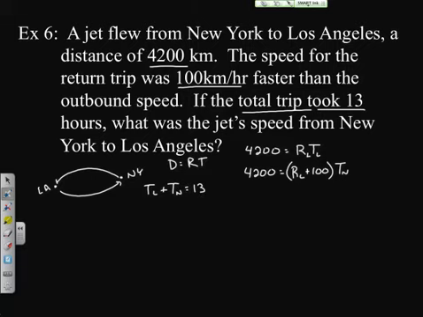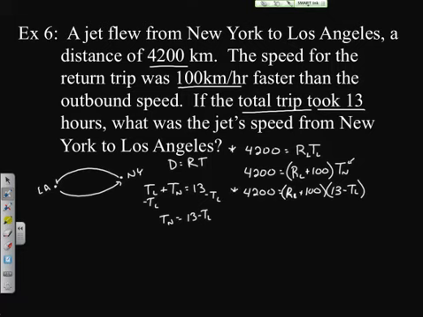So we can do a substitution here. Let's go ahead and substitute in for this one. So let's solve for T sub N. We subtract T sub L from both sides, and we find out that T sub N equals 13 minus T sub L. I think I may run out of space here, but we'll see what happens. So this equation becomes 4,200 equals R sub L plus 100 times this 13 minus T sub L. Okay, and so these are the two equations we're looking at here.